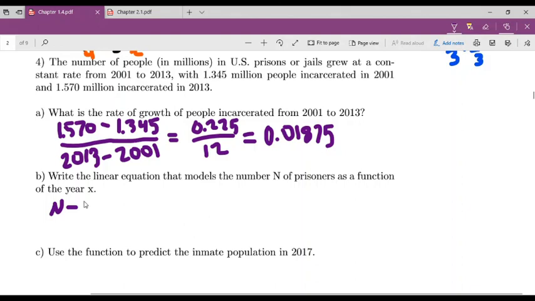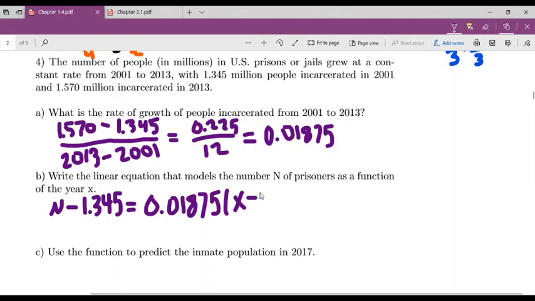So n is the number of prisoners. The number of prisoners associated with 2001 is 1.345. That's going to equal your slope, which is 0.01875, times x minus your corresponding x1 here, which is actually 2001.